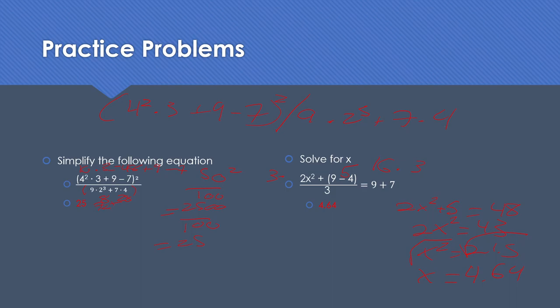So parentheses, 4 squared times 3 plus 9 minus 7, parentheses squared, divided by 9, times 2 cubed, plus 7 times 4. And you get something in the order of 2250. Because what your calculator does is it calculates this term, then divides that by 9, then multiplies the result of that by 2 cubed, then adds 7, and then multiplies the whole thing by 4. So it's really important that you follow order of operations, because your calculator always will.